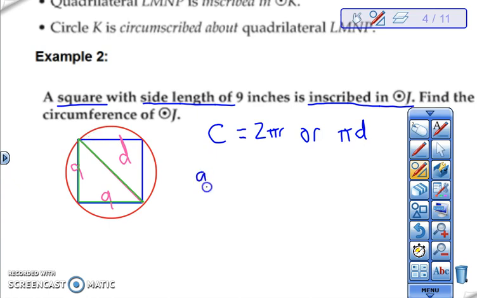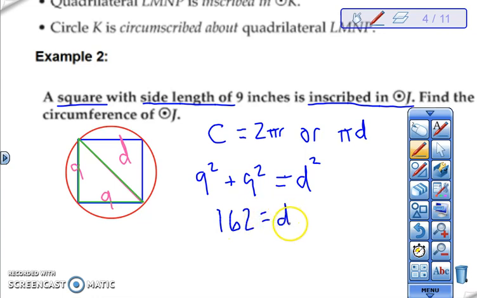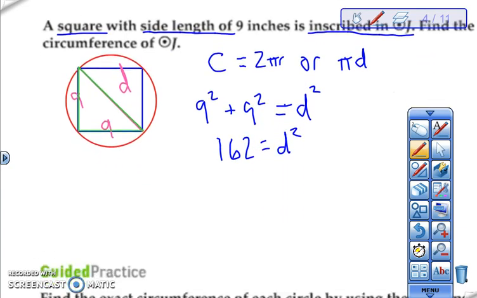So I know that 9 squared plus 9 squared equals d squared. So add that up, that is 162 equals d squared. So if I break down the square root, it's about 9 root 2, which is about 12.7. Question says to find the circumference.